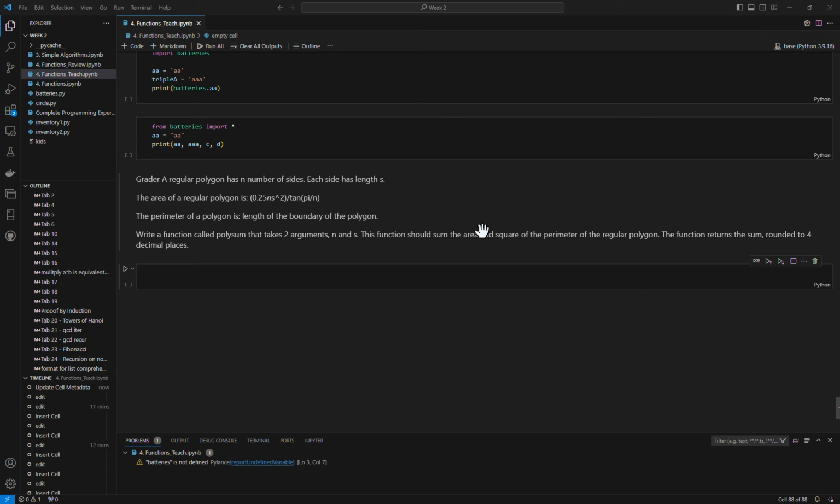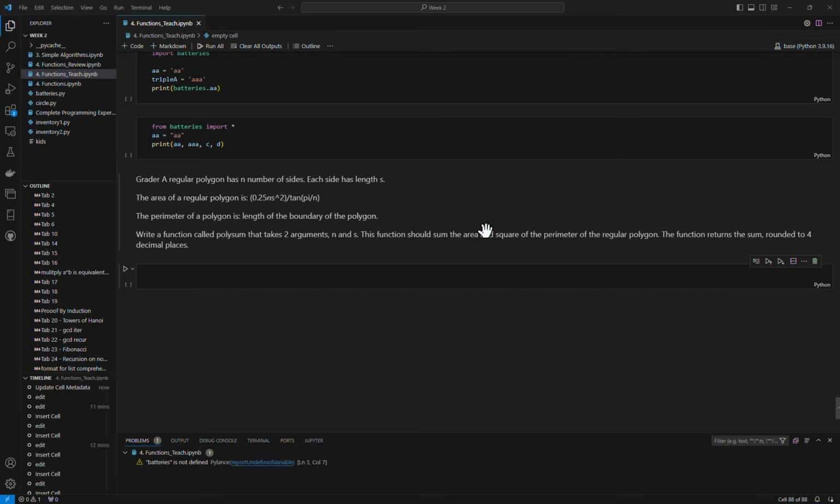Today we'll be talking about calculating the area of a regular polygon and calculating the perimeter of a polygon. A polygon has n number of sides, and each has a side length s. The formula for the area of a polygon is 0.25 times n times s squared, divided by tan of pi divided by n, and the perimeter of a polygon is the sum of each side of the polygon.